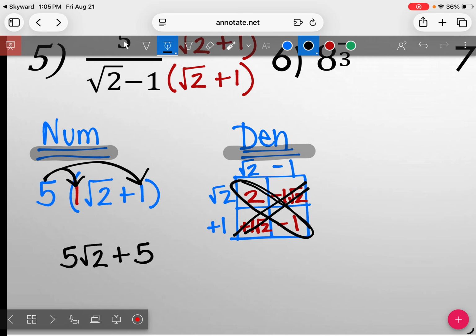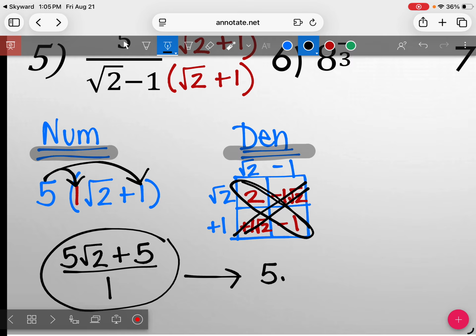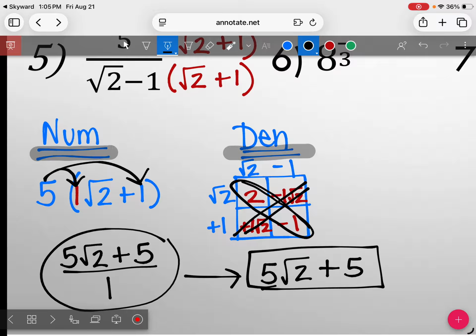1. Now you could write your answer like this. I would not mark it wrong, but that looks weird. When we have a denominator of 1, we just don't write it. This is the better way. But again, I am not picky. I'll take either one. If you want to put the 1 under it, go ahead.